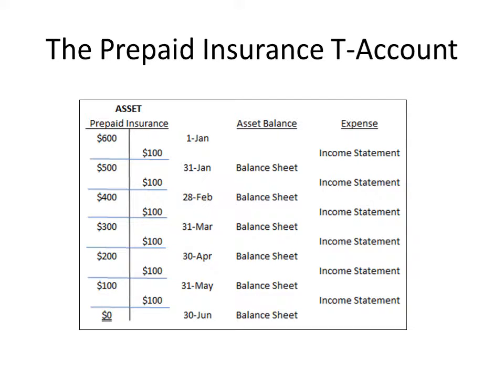On the left-hand side, this is what the prepaid insurance asset account in T account form looks like. Initially, there's a debit balance of $600. During January, in the income statement, I expense $100. The new subtotal is $500. I expense another $100 in February. The new balance is $400, and so on.